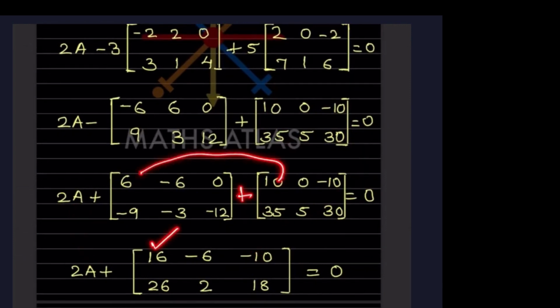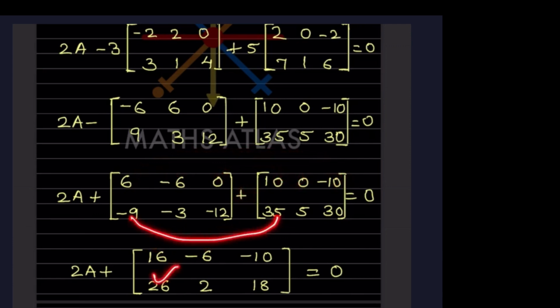So now this is a plus sign in between, so this and this you are going to add, that will be 16. This and this when you add, that will be minus 6. This and this when you add, that will be minus 10. Now when you add this one, when you solve this, you get 26. When you solve this, you get 2. And when you solve this, you get 18.